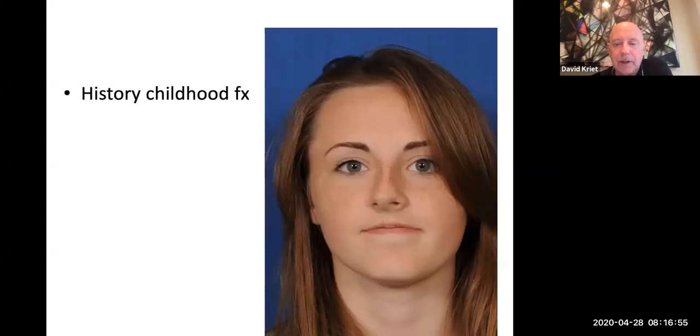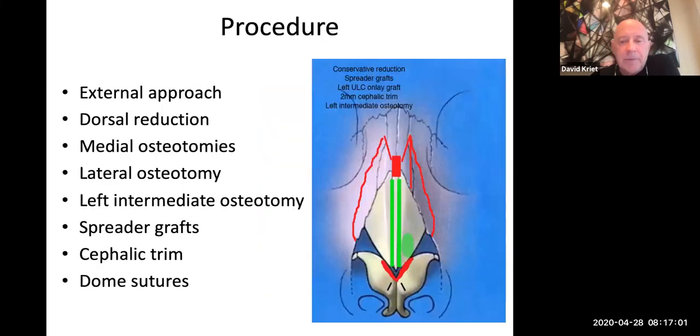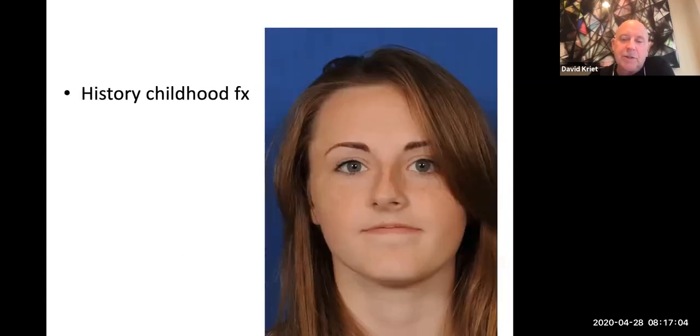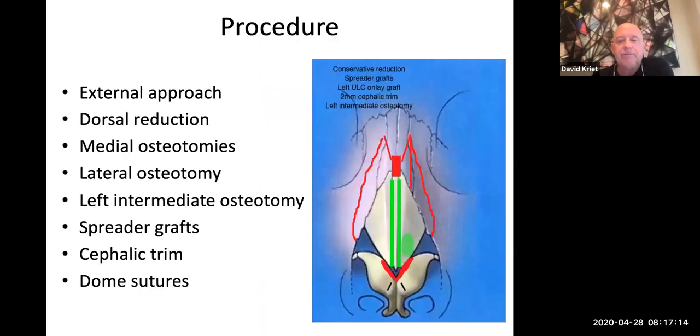So here's a clinical example. This was a young girl who had a childhood nasal injury. I used an external approach. You can see that she's much like that last patient with the extreme deviation, asymmetrical insertions of the nasal bones. And so this is kind of what I did here. I did an external approach in her case. I did a very small dorsal reduction. I did medial osteotomies. I did the intermediate osteotomy again on that longer side. Did lateral osteotomies, spreader grafts to support the middle vault, just conservative cephalic trim, and then I used a little onlay graft over this left upper lateral cartilage for camouflage.